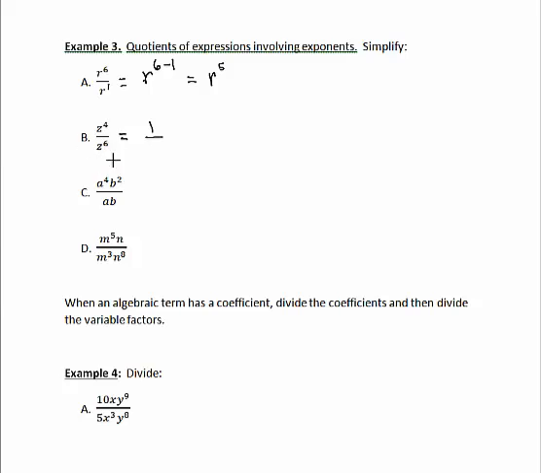The next expression, z to the 4 divided by z to the 6. Which one has the bigger exponent? That would be the z to the 6. So we keep that one. We replace the z to the 4th with a 1, and we subtract the 4 from the 6. We moved the 4, so it gets subtracted, and we end up with z squared.